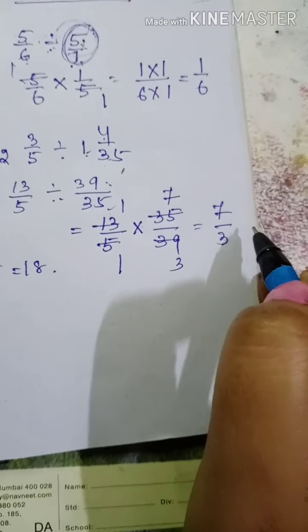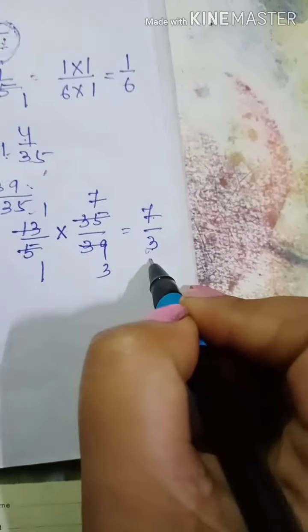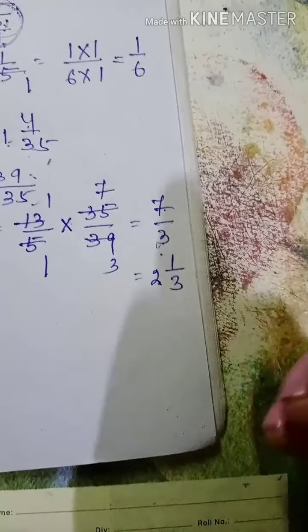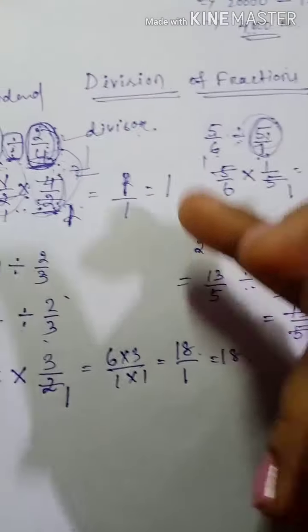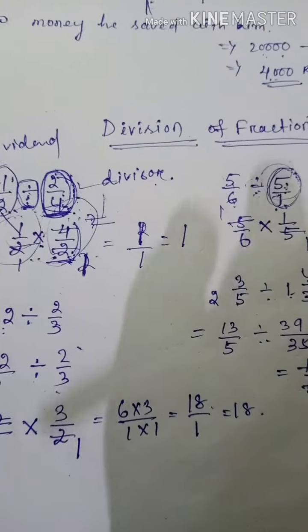But this is not the answer. We can simplify this as it is an improper fraction. So what is the answer? 3 2s are 6, so 2 whole 1 by 3. Okay. Clear? This is the mixed fraction, the mixed number we are getting. In this way you have to divide the fractions.